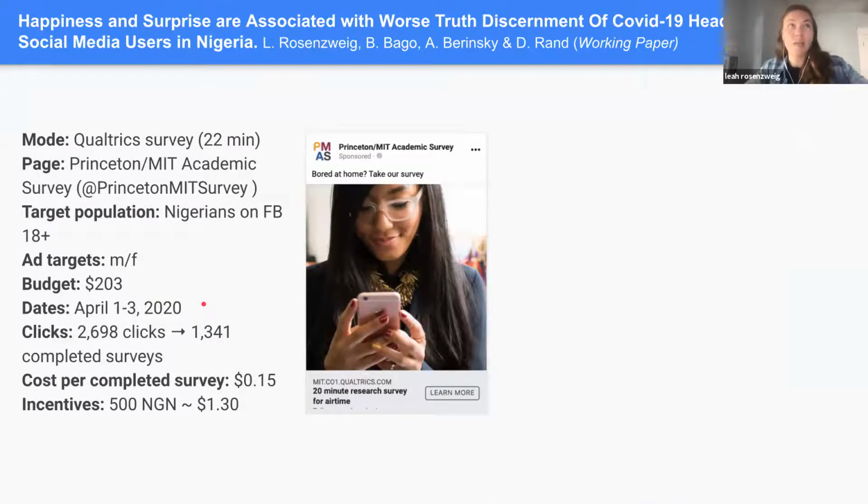So this is a project that's currently a working paper with Adam Berinsky, who I'm sure you all know, and then David Rand, who's also at Sloan at MIT, and Ben Spago, who's at Toulouse. And again, we were taking out ads, sending people to a Qualtrics survey. Here, also for the previous study, we created our own Facebook page. So it wasn't with a partner; we created our own page from which we took out the ads. Here we're targeting Nigerians on Facebook, 18 and over. We just had 2 ads for men and women. We spent about $200, got about 3,000 clicks, which turned into about 1,300 completed surveys.